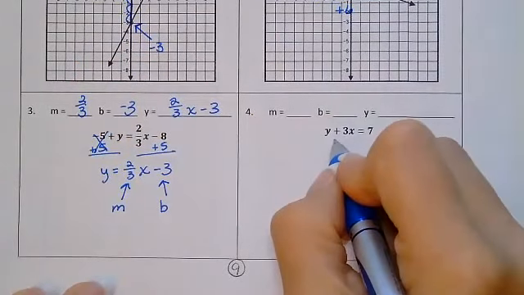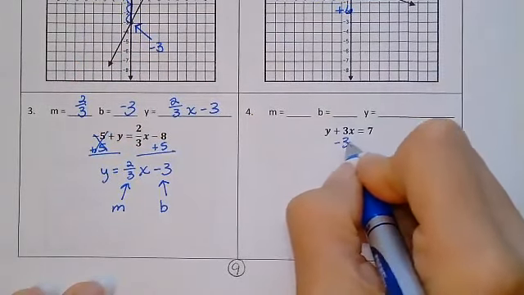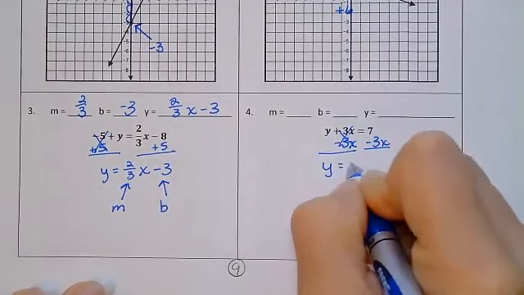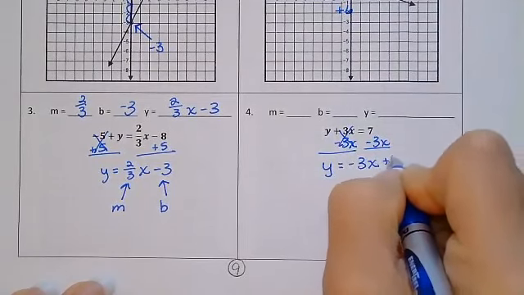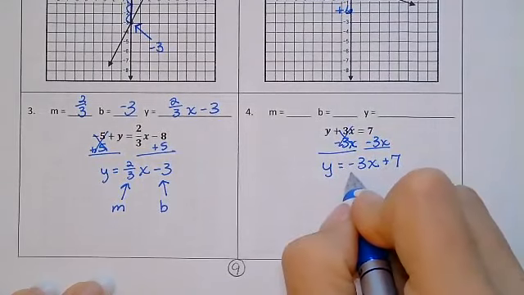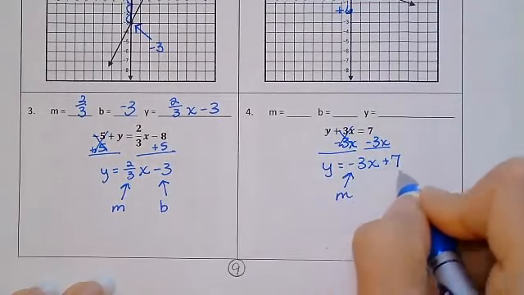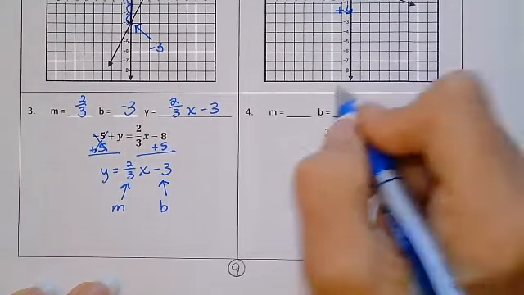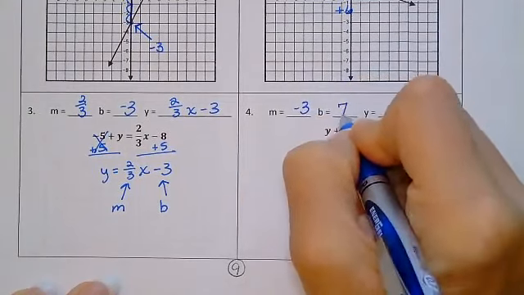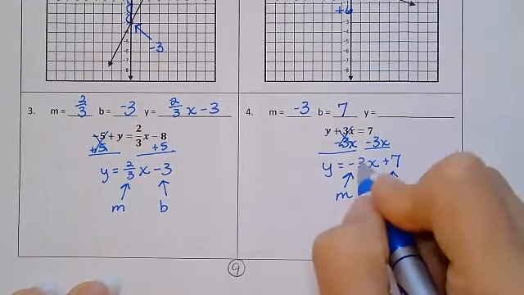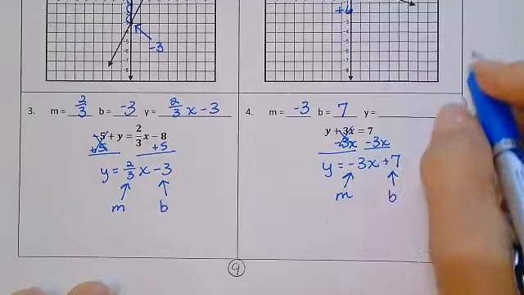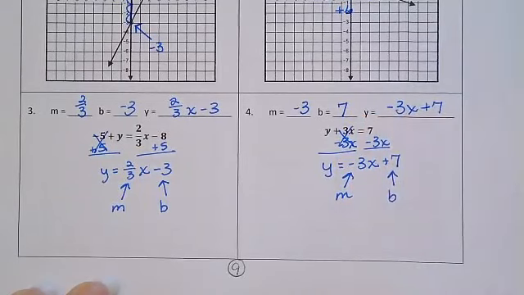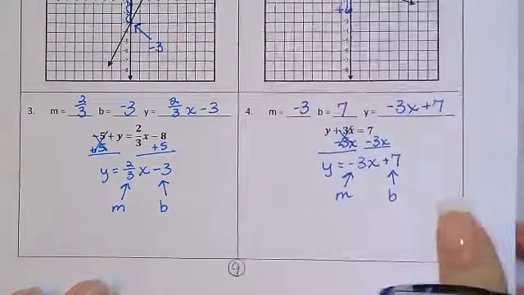Okay, next one. We need it in y equals format, so we're going to move him. Y equals -3x plus 7. So -3 is the slope and 7 is the y-intercept. -3 and 7. And again, we already converted this into slope-intercept form, so we will just rewrite it on the line. All right, page 10.